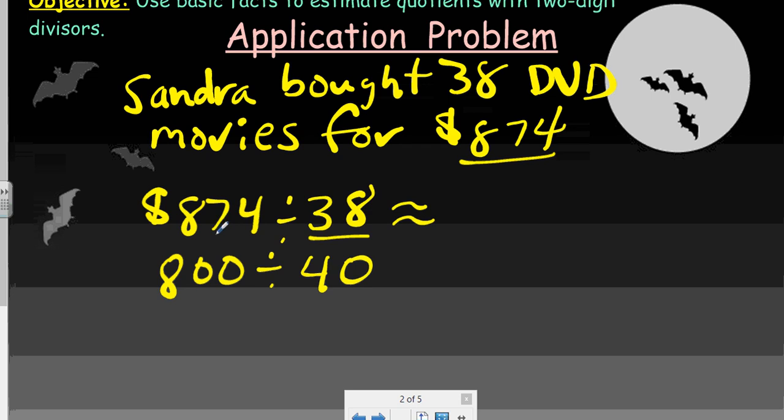800 is so much less than 74. But remember, we're just trying to estimate our quotients here. We're not trying to get an exact answer. Otherwise, we could figure that out.